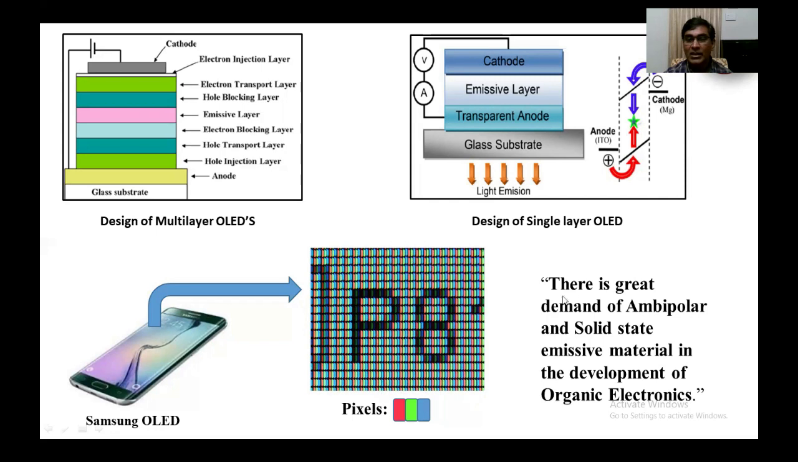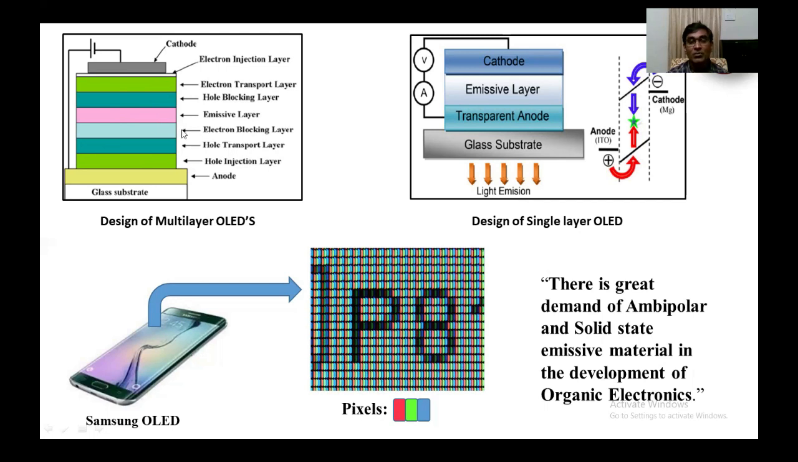This is the design of a multi-layer OLED device, which has a complex structure. Here we take the glass substrate and coat the anode, then apply the hole injection layer, hole transport layer, and electron blocking layer. Then this is the emissive organic layer. Again, the hole blocking layer, electron transport layer, electron injection layer, and this is the cathode. But the efficiency of this multi-layer OLED is much better than the single layer OLED device.